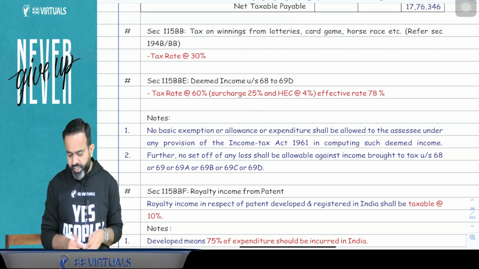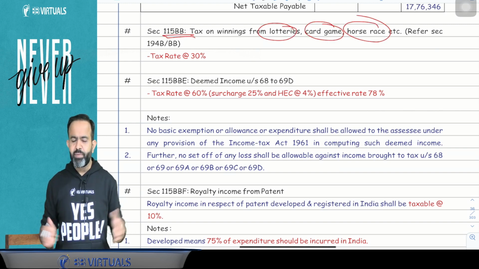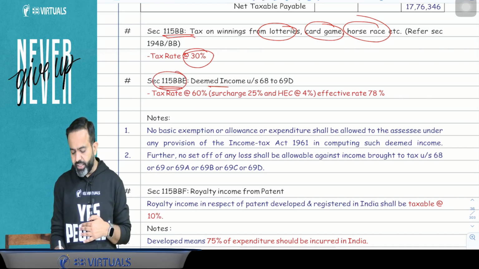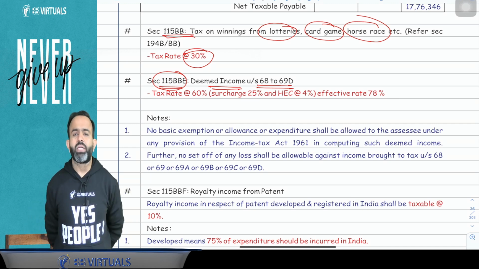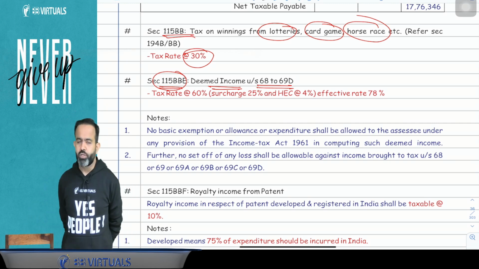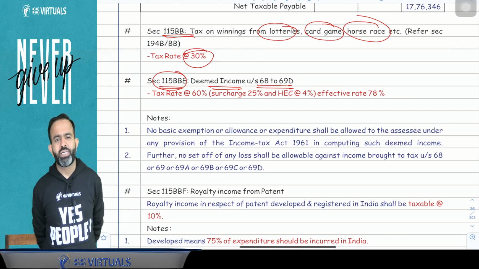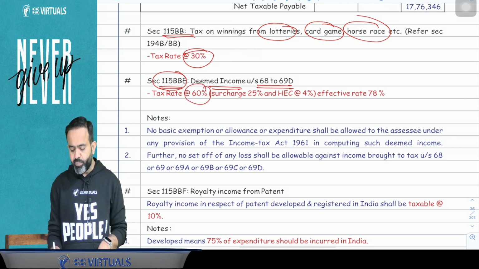Now the next section is very simple. 115BB is related to winnings from lottery, card games, horse races. Winning income is going to be taxable at the rate of 30%. Now section 115BBE is related to deemed income under sections 68 to 69D, that is, cash credit or unexplained expenditure and all. Suppose in your account you got some cash and you are not able to explain the source of that income, then it is going to be taxable under section 115BBE, at the rate of 30% plus 25% surcharge plus 4% health and education cess.